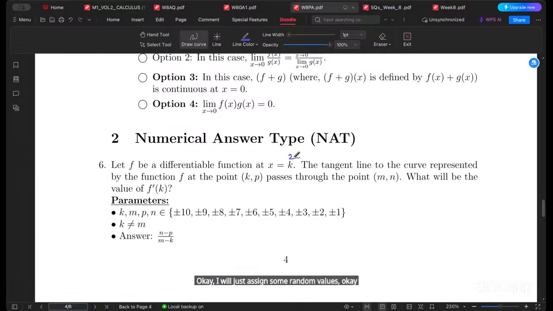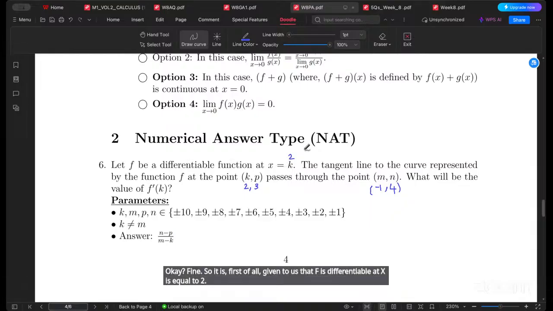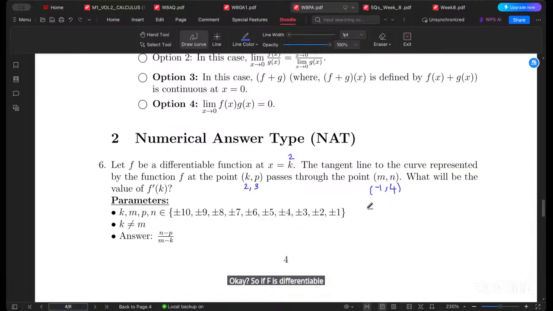Let k is equal to 2 and p is equal to maybe 3, and the tangent passes through the point minus 1 comma 4. Just some random values I am taking. What will be the value of f dash of 2? It is first of all given to us that f is differentiable at x is equal to 2. So we know that f dash of 2 is defined.